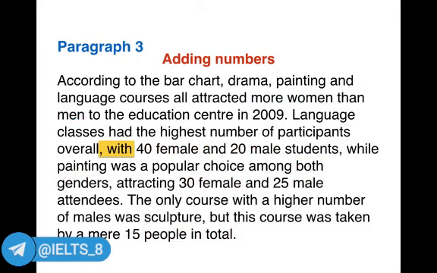We had the sentence, language classes had the highest number of participants overall. That's a complete sentence, but then if I want to add the actual numbers, I can put comma with 40 female and 20 male students. And I've also done a similar thing with the word attracting after a comma. So we had the sentence, just looking at the line above, starting painting. Painting was a popular choice among both genders, attracting 30 female and 25 male attendees. So using a comma and with, or in this case you can do it with a verb as well, attracting, is a good way of adding the numbers onto the end of a sentence.